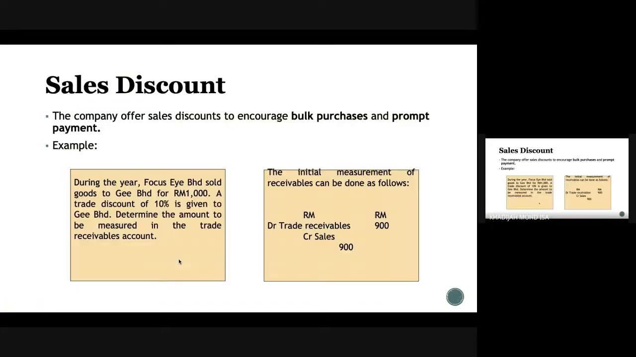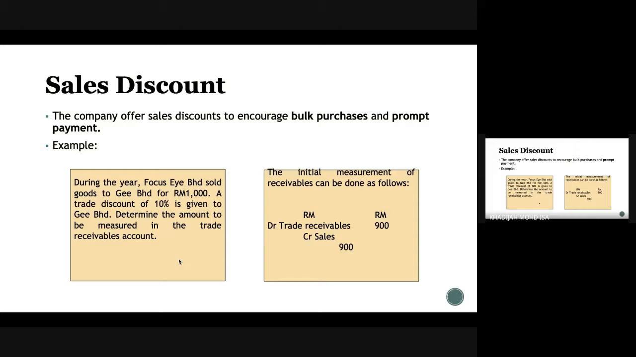Right, so sometimes companies also give discounts. Yeah, so for example, if you purchase a certain volume, then in order to promote sales as well as to encourage bulk purchase, they give discounts. The company also offers discounts to prompt payment, in order to encourage customers to make a payment.